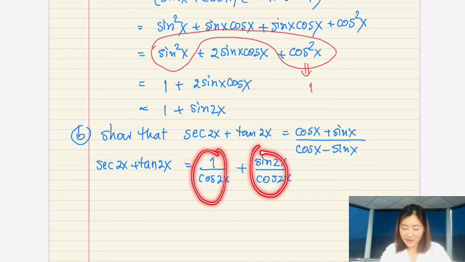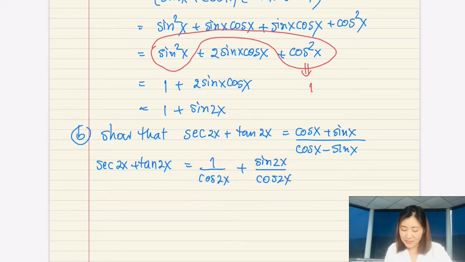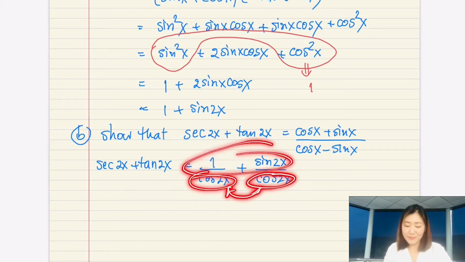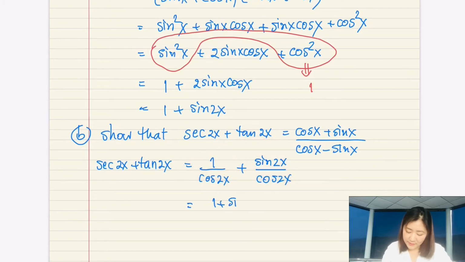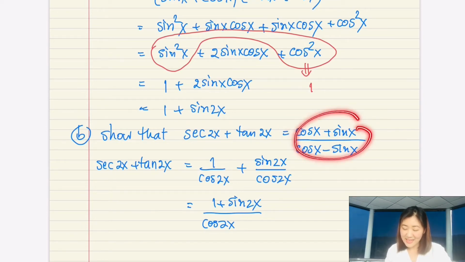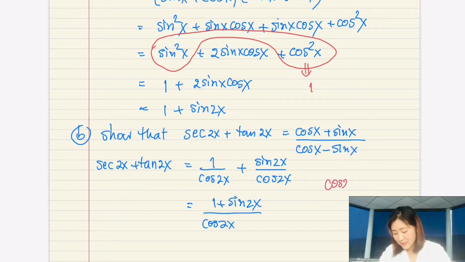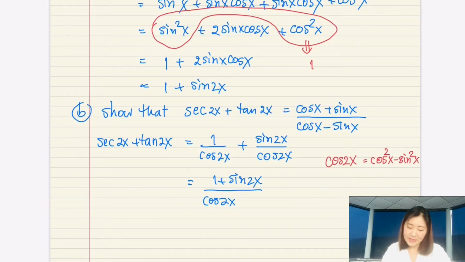These two are fractions, right? So when you add fractions, you have to check the denominator. They are the same, so you can add them. So it's going to be 1 plus sine of 2x over cos 2x. Okay, and just take a glance back on this one. You need this, right? And we have to change 2x to be x. What is the formula for cos 2x? Cos 2x is cos square x minus sine square x, right? So downside, you can change it to be cos square x minus sine square x.